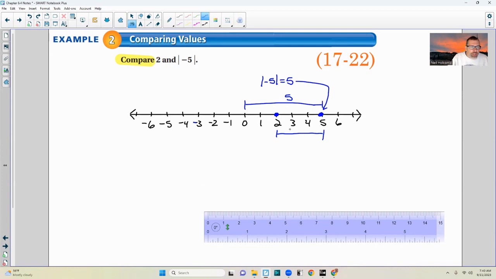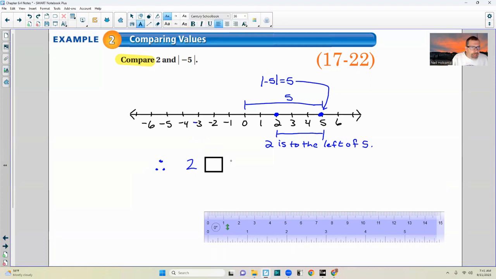But what the question is to compare them. So I'm going to say here 2 is to the left of 5, period. Therefore, 2, and remember our boxes here from the last couple of chapter sections. Oops, not a circle, a box. Okay, so we put our box 2 and absolute value.